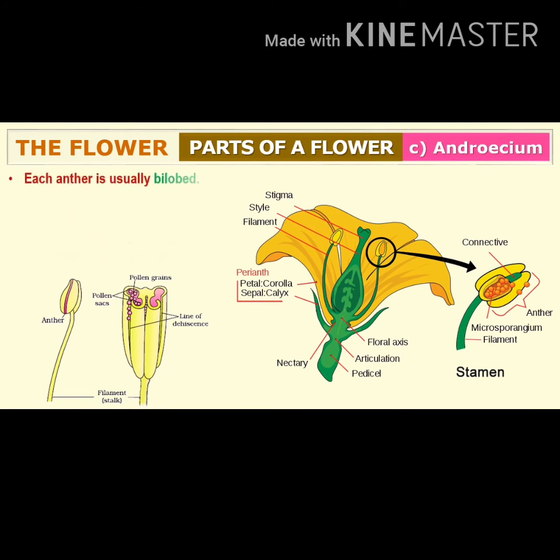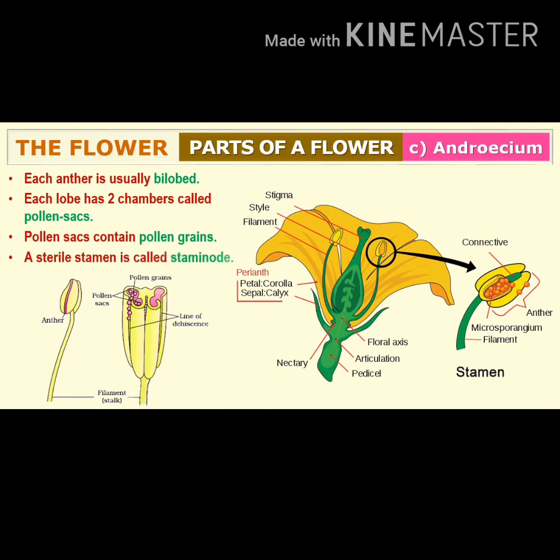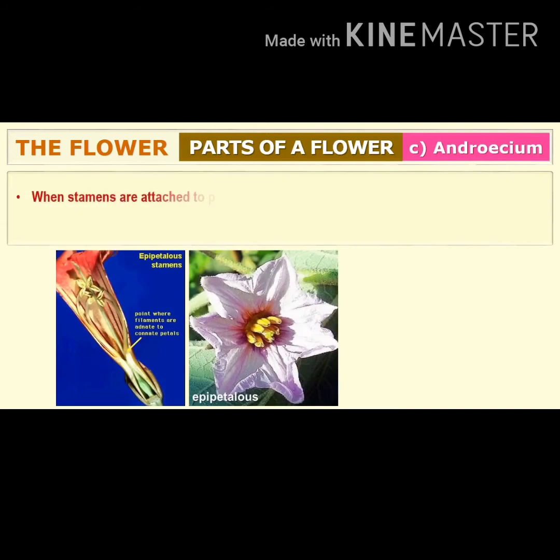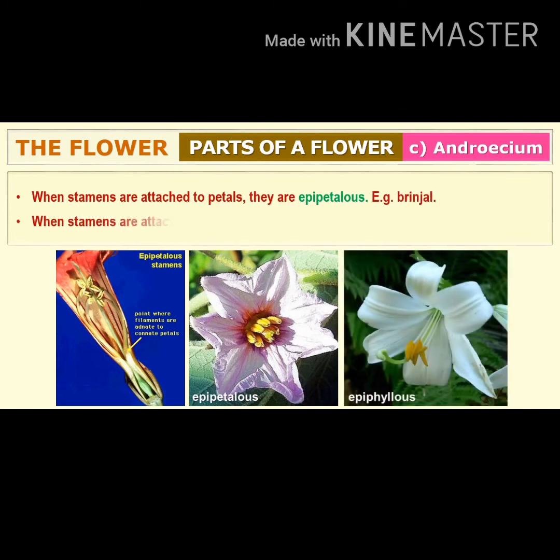Each anther consists of two lobes, that is, it is bilobed. And each lobe has two chambers, called pollen sacs. Pollen sacs contain pollen grains. A sterile stamen is called a staminode. When stamens are attached to petals, that condition is called epipetalous.